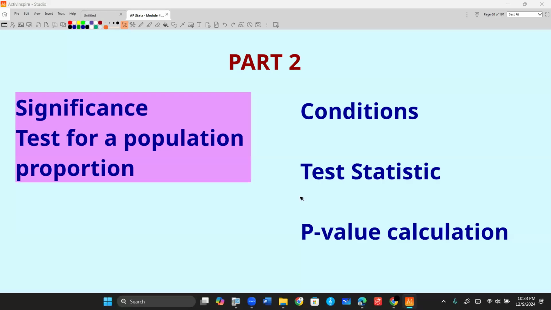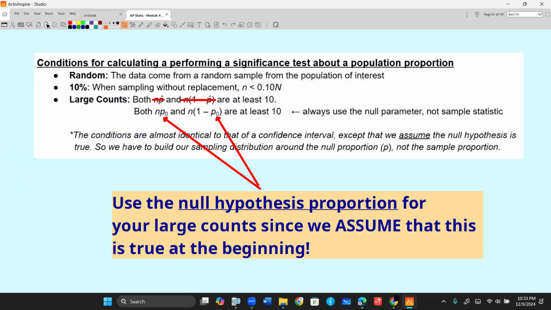Hey guys, welcome back. This video is going to be talking about how to check the conditions, calculate something called a test statistic, and how to calculate the p-value for a significance test for one population proportion. So our conditions are of no surprise to you, hopefully, by this point. We're going to check our random, our 10%, and our large counts condition since this is a population proportion.